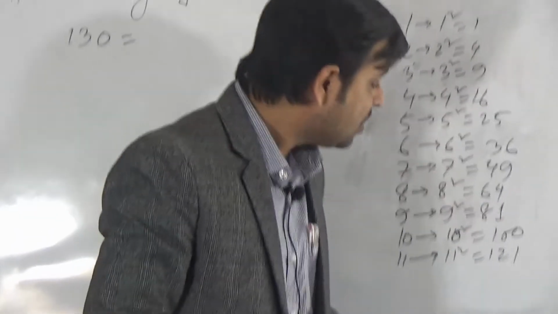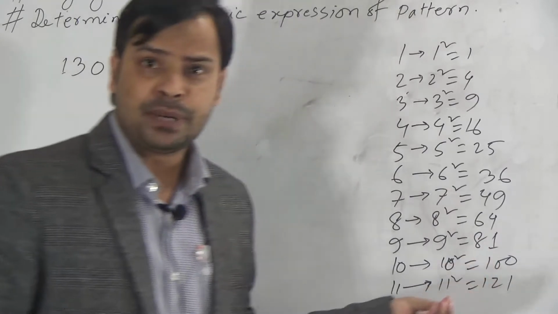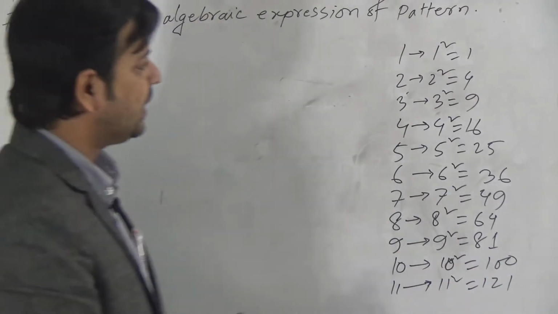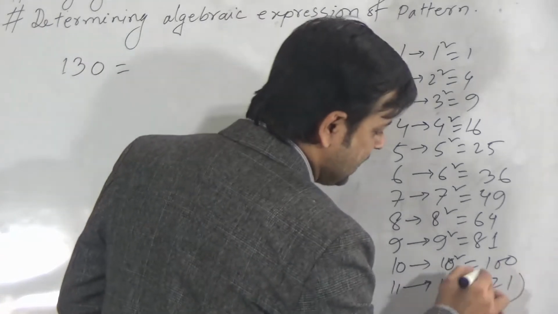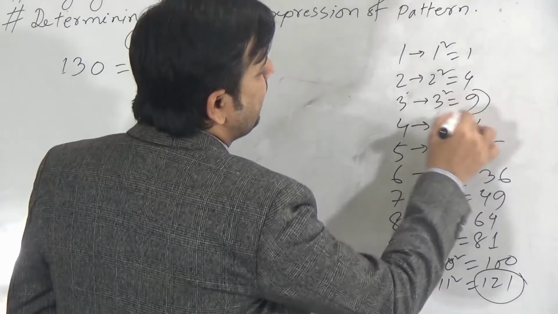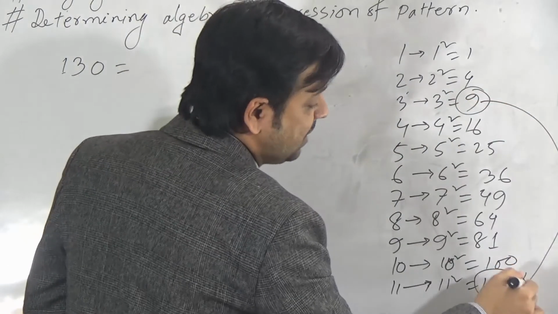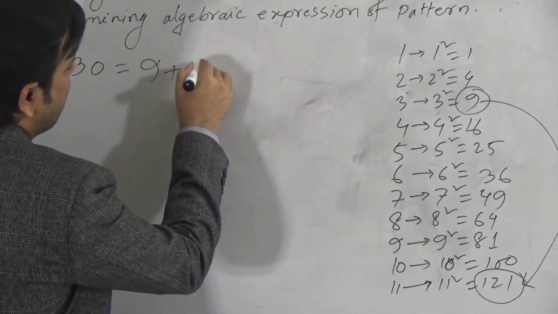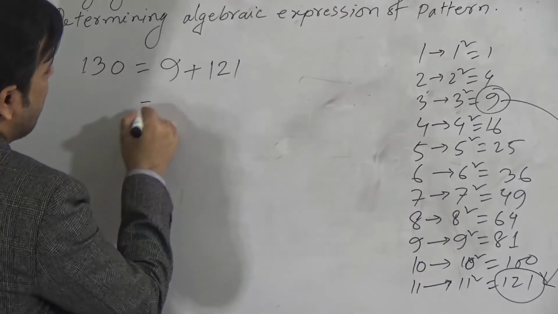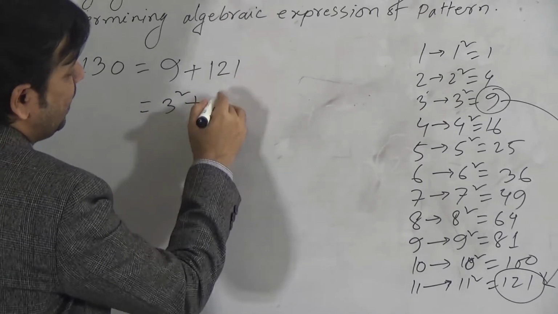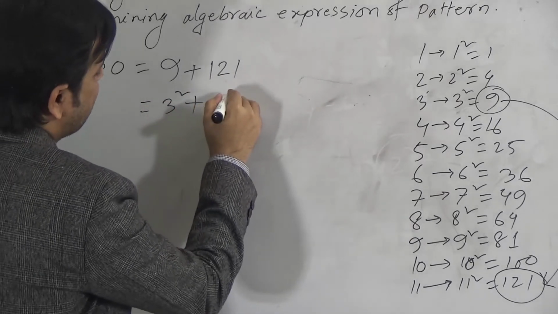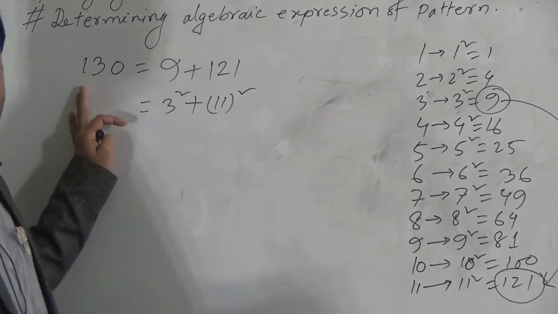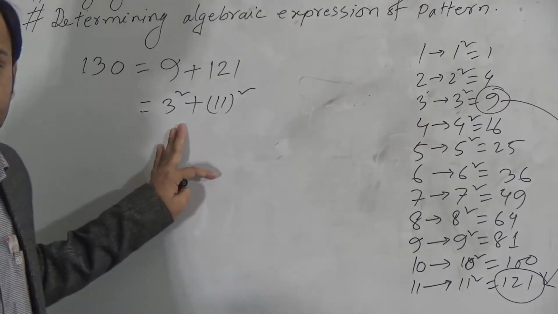So we have to identify two numbers so that their sum is 130. Now if you see here, 121 and 9, the sum of these two numbers is 130. So we can write here 9 plus 121. Here 9 means 3 square and 121 means 11 square. So I have expressed 130 as sum of two squares.